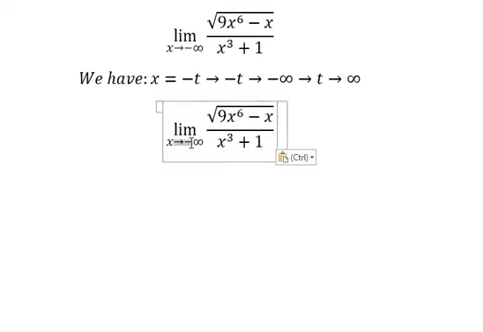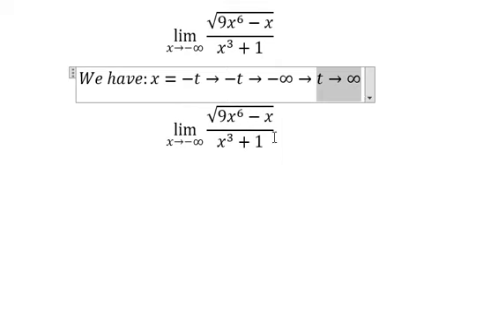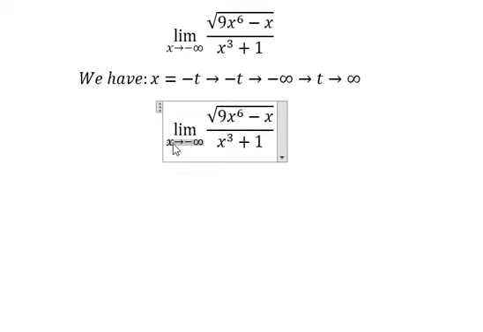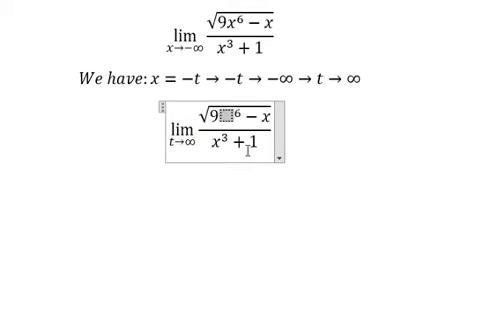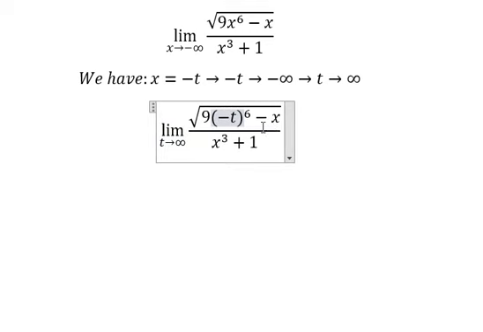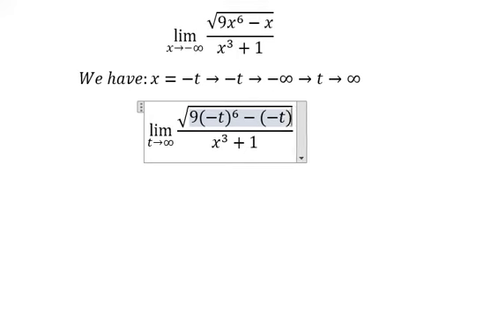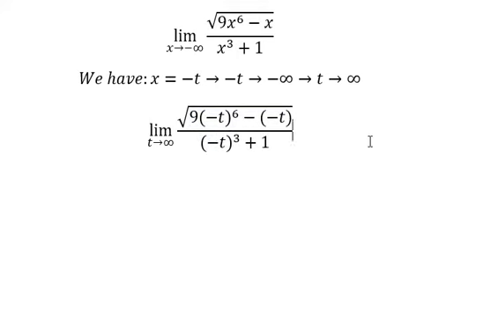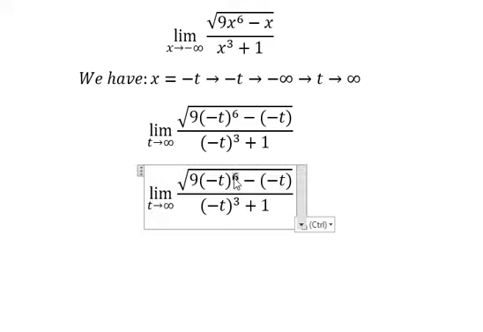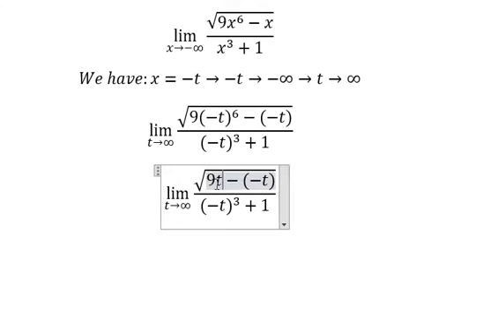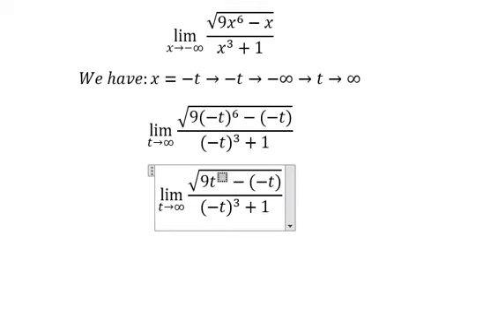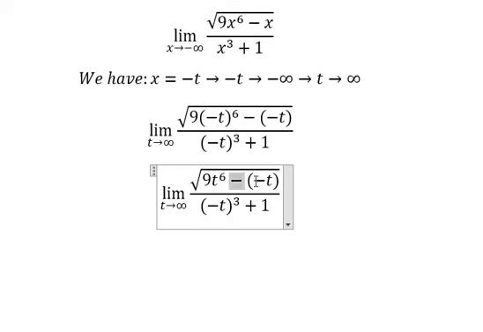So this one we change by this one. x we change by negative t. Similar for this one. So we know that this is about an even power, so we get a positive number. So we would have t to the power of 6. This one, negative with negative, you get positive.